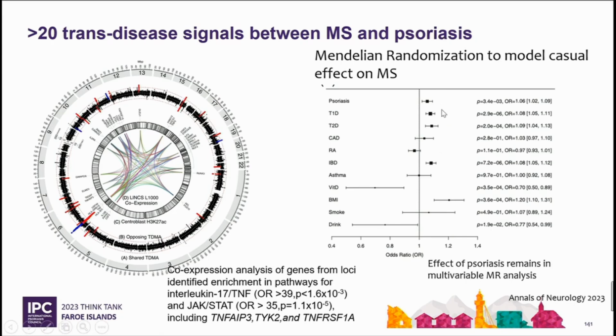Just some of the other factors that have a causal relationship to multiple sclerosis, including diabetes and BMI, and also low vitamin D levels, which have been shown previously as well. So even after adjusting for all this, the causal relationship from psoriasis to multiple sclerosis is still retained.